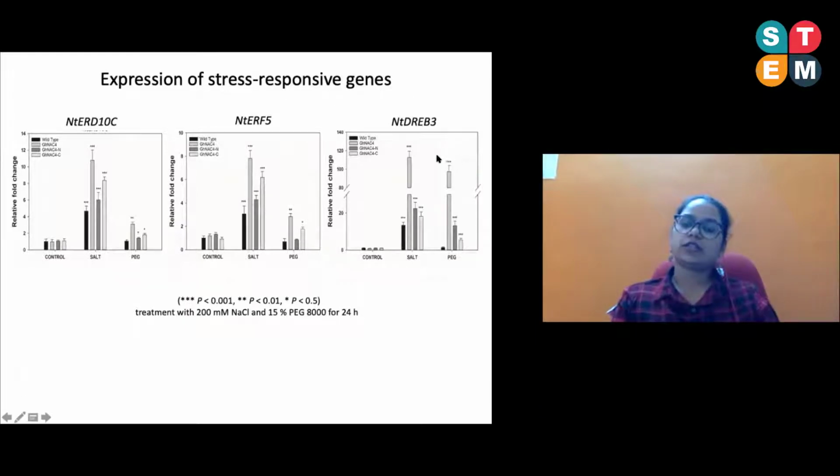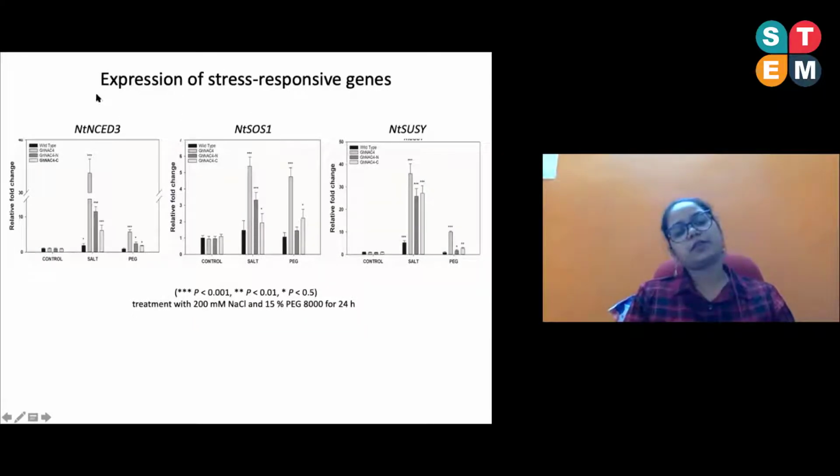And the third gene that we studied was DREB, which is DRE binding protein. These play a very important role in regulation of stress responsive genes and in the ABA independent pathway. In all three cases, we saw a very high upregulation of the transcripts in the transgenic plants as compared to the wild type plant, especially in the case of the DREB transcripts, where more than 100-fold upregulation was seen in the full-length transgenics as compared to the wild type and the other domain transgenic.